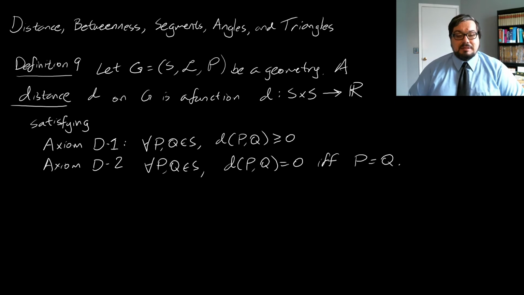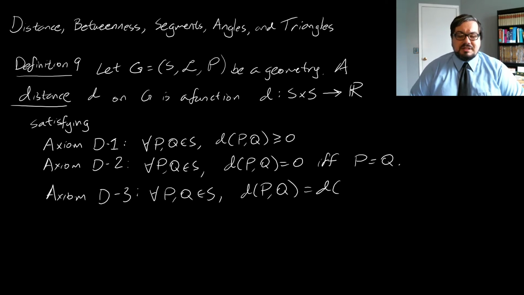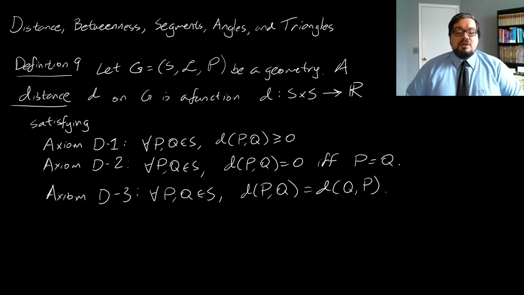And then axiom D3 says that it doesn't matter which order you measure the distance in, that the distance function is symmetric. So for all P and Q in S, the distance from P to Q is equal to the distance from Q to P. And as long as we've got a function that satisfies these 3 axioms, we have a distance function on our geometry. Now, we're actually going to want something more than this.